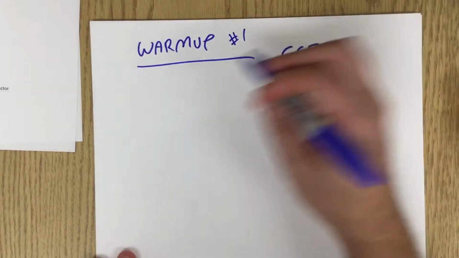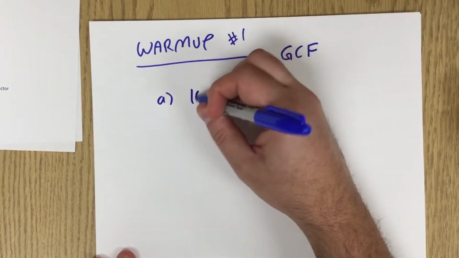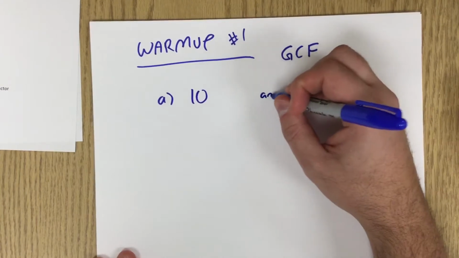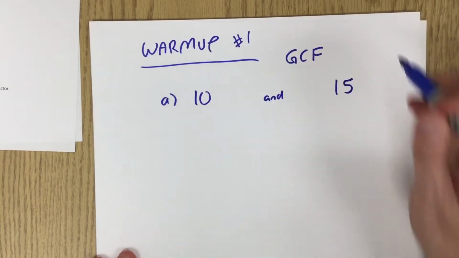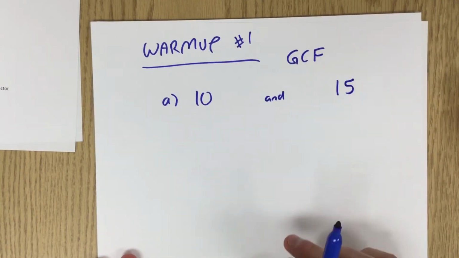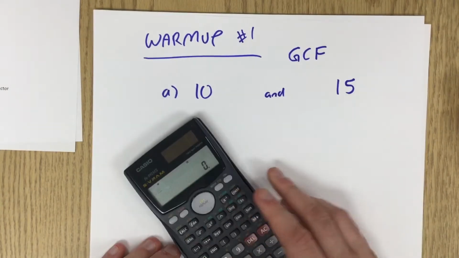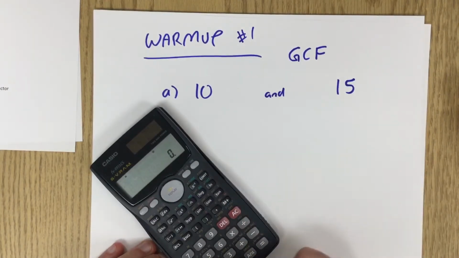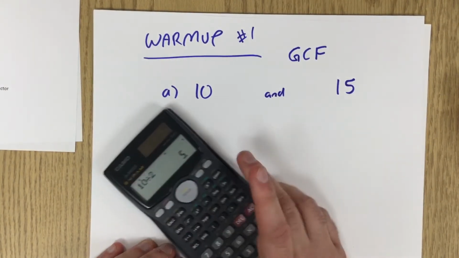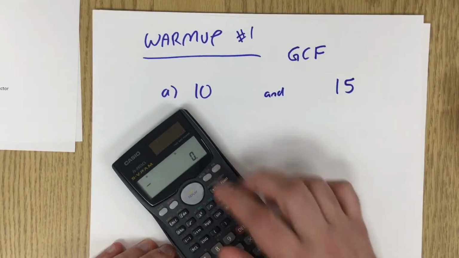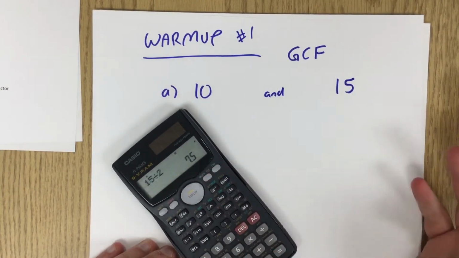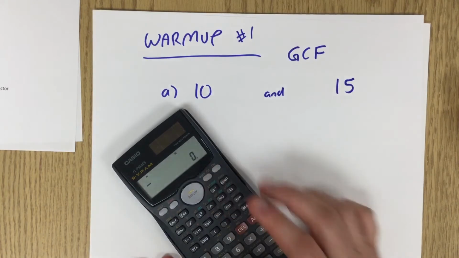So I want the greatest common factor of 10 and 15. That's going to be the biggest number that goes into both of them. And there's a couple ways of doing it. One way is the good old-fashioned guess. You could be like, okay, 2 goes into both of them. So 10 divided by 2, yeah, that's a pretty number. 15 divided by 2, not a pretty number, so 2 doesn't go into both of them.